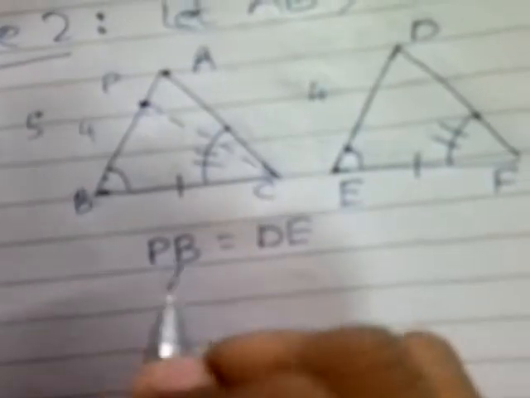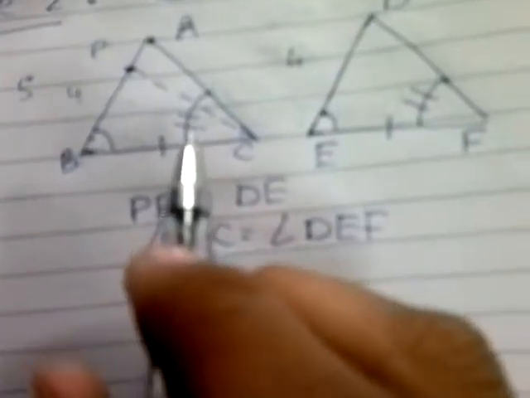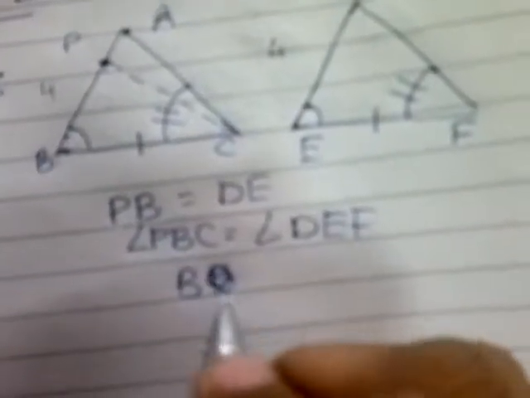Okay, and angle PBC is equal to angle DEF. That's right. And finally, BC is equal to EF. That's given in the question. Sorry, BC is equal to EF. According to the side angle side rule, by SAS rule, triangle PBC is congruent to triangle DEF.